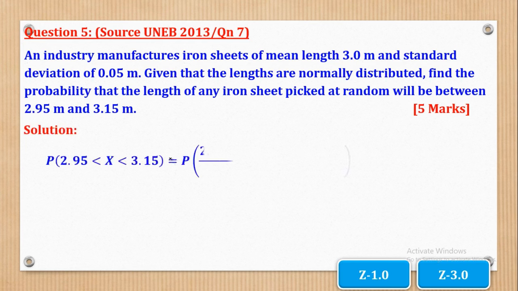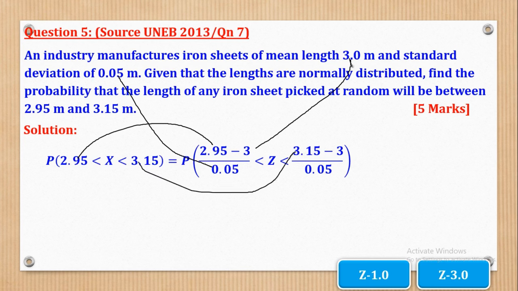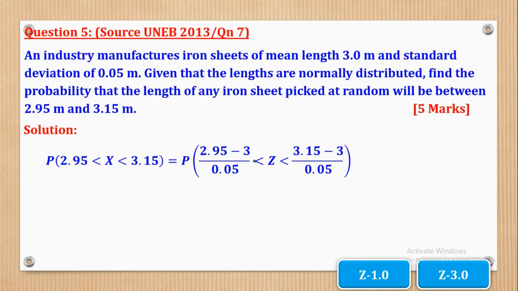So you have to first represent it mathematically. It will be x is greater than 2.95 but less than 3.15. After that, we have to standardize. So this one will be standardized. It will be 2.95 minus the mean, which is 3, over the standard deviation, which is 0.05. Then this one is also standardized to be 3.15 minus the mean, which is 3, over the standard deviation, which is 0.05. The next step is to simplify. When I simplify this using a calculator, I come up with -1, and when I simplify this using a calculator, I come up with +3.